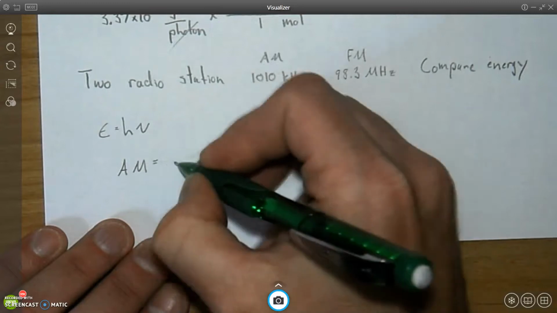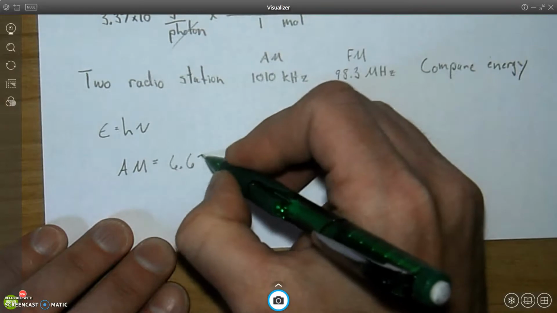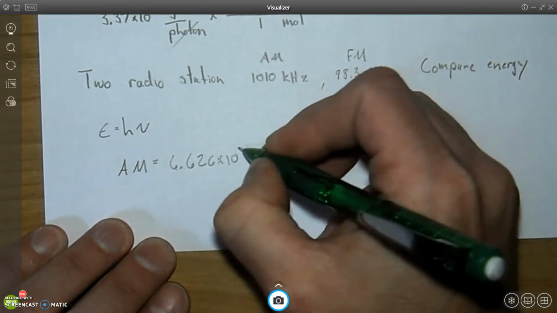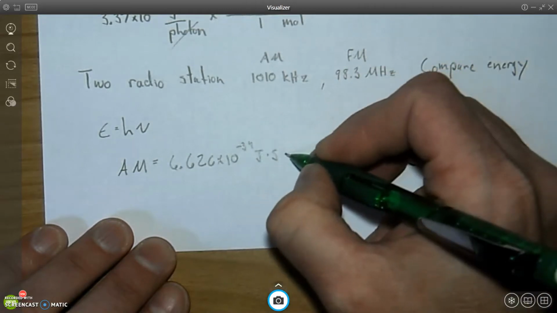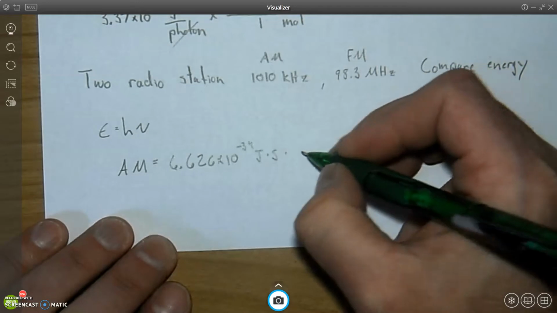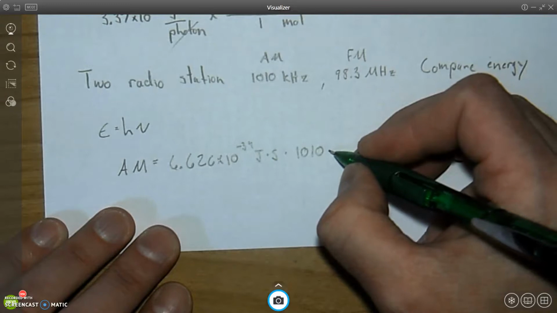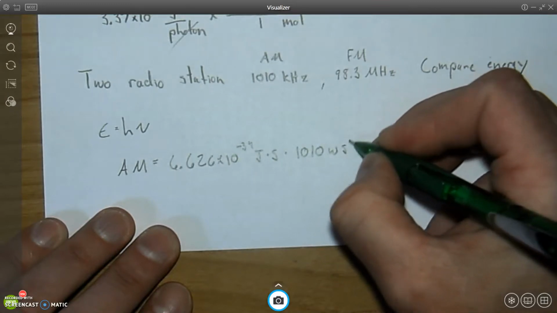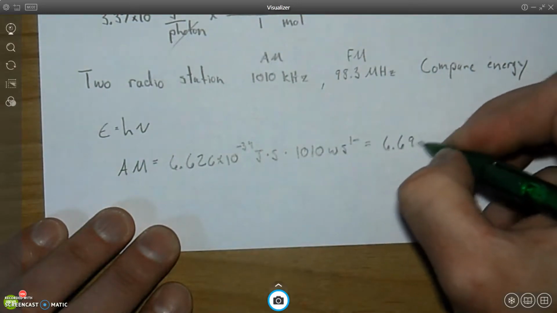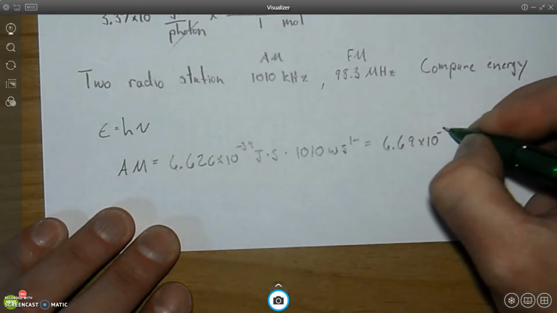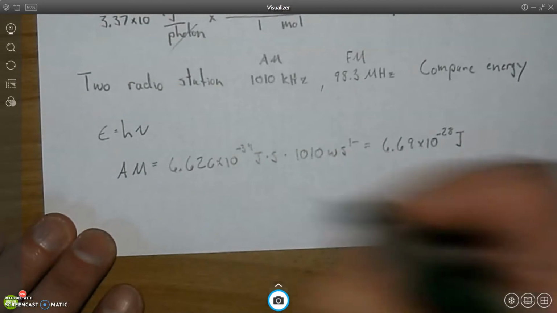On the AM dial, we're going to use some of the numbers we have here. 6.626, we used this earlier. Very little energy, joules times seconds. And we're going to multiply that times the specific frequency that we have, which is 1010 kilohertz, which again is waves per second. And if we punch this through on the calculator, we'll see that it's very low energy. Okay, well, the other one probably is too, but how do they compare?